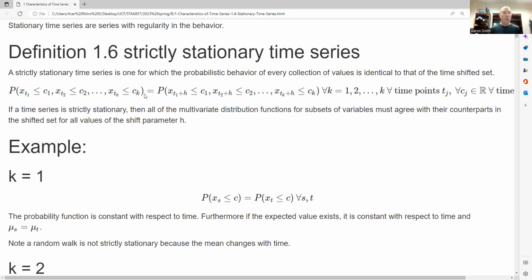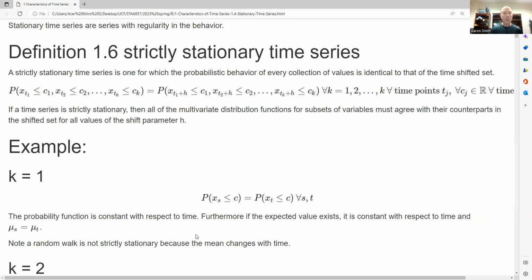It's unwieldy. So let's take a look at k equals 1. And so here, what this would be if I just have one observation time slot that I want to dig into, strict stationary would say that the probability of our observation being less than or equal to a cutoff value is going to be constant, regardless of which point in time I'm looking at my data. All right, something that falls out from this is that we will have a constant expected value when it exists.